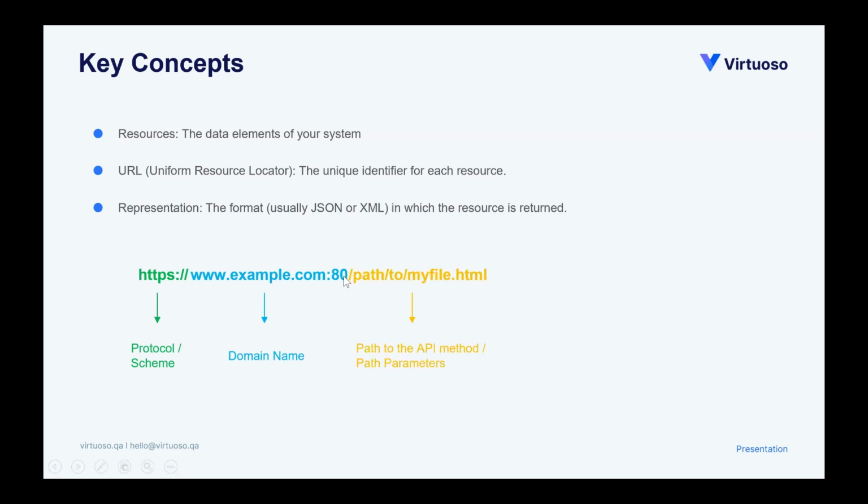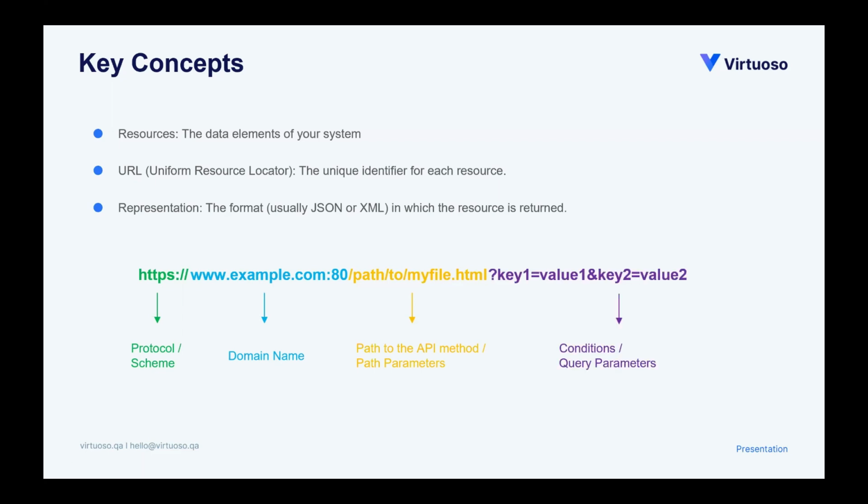After the server, when we put a slash and write something like this, it denotes the path of the API, the path of the endpoint that we are going to call. We can also parameterize this when we are testing the APIs. We'll do that in a couple of minutes when we are doing hands-on on Virtuoso. I'll show you how to parameterize these paths. So we have the protocol, the domain name, and the path to the exact endpoint on the server.